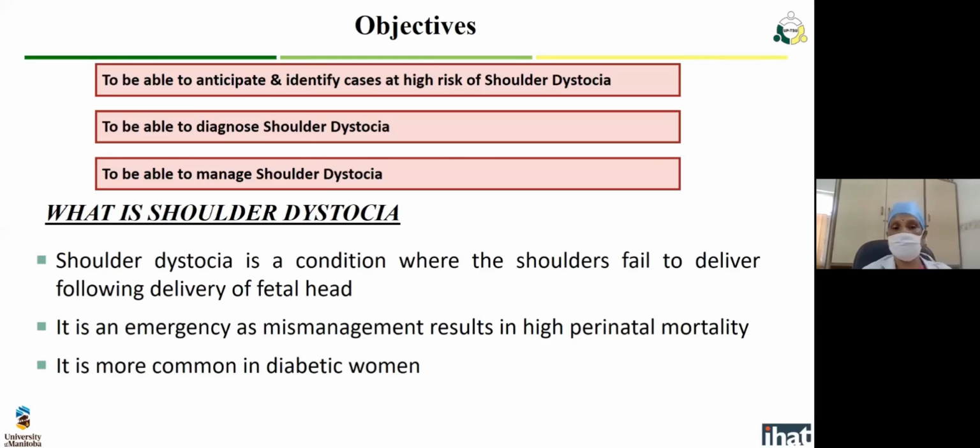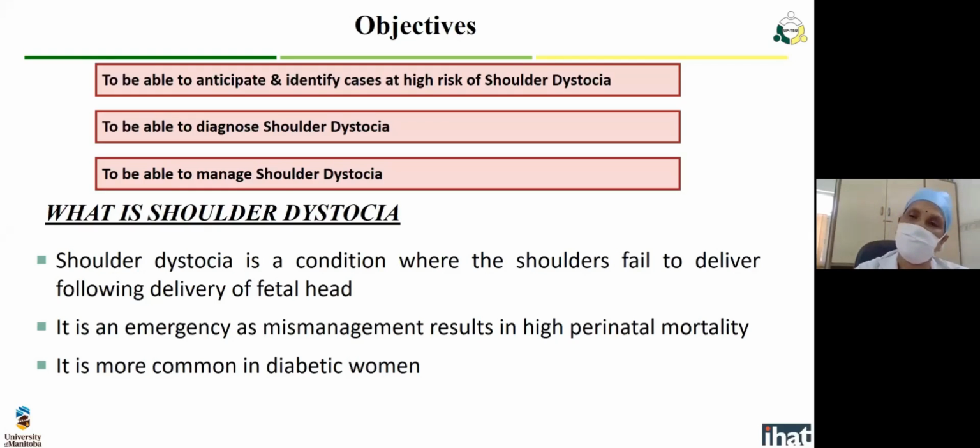It's a very big emergency, and in this the perinatal mortality is high, and it is more common in diabetic women. Why? In diabetic women, the head is small, but the fat on the shoulder is larger, so the head will deliver easily, but the shoulder is arrested. That is shoulder dystocia.